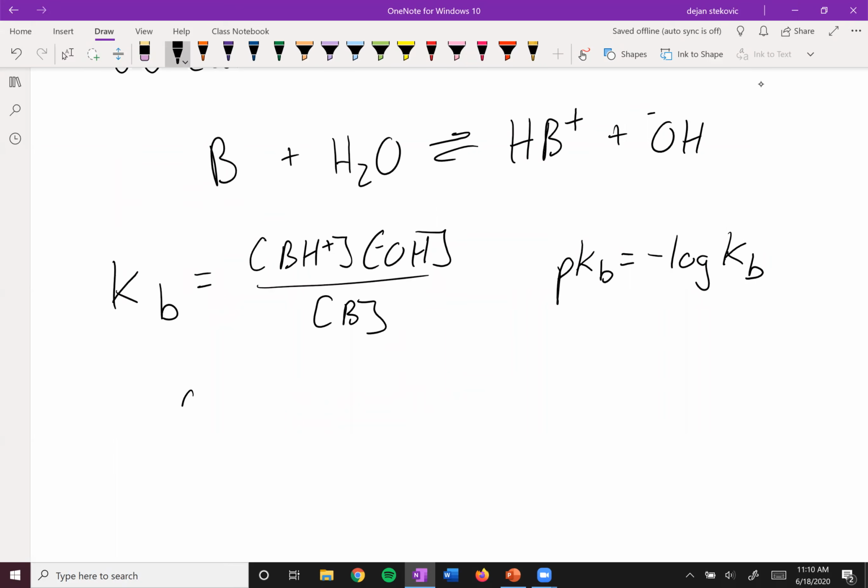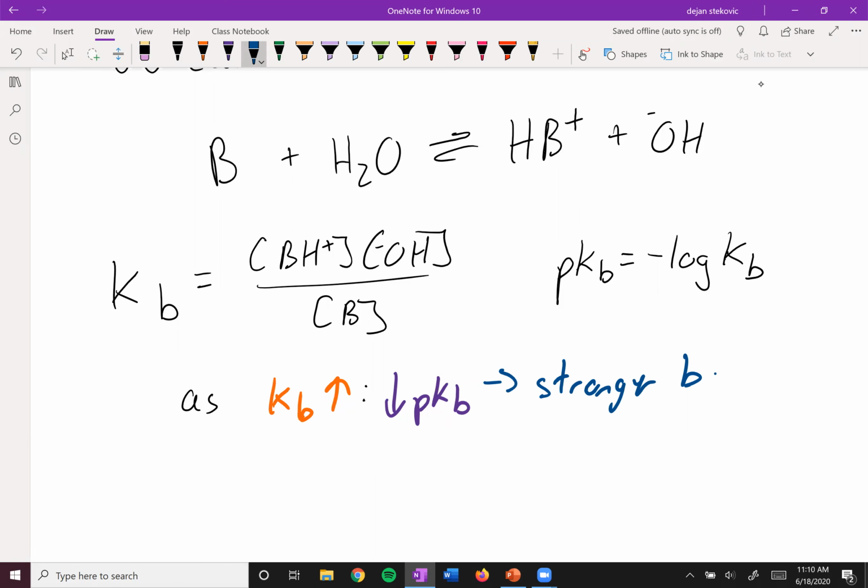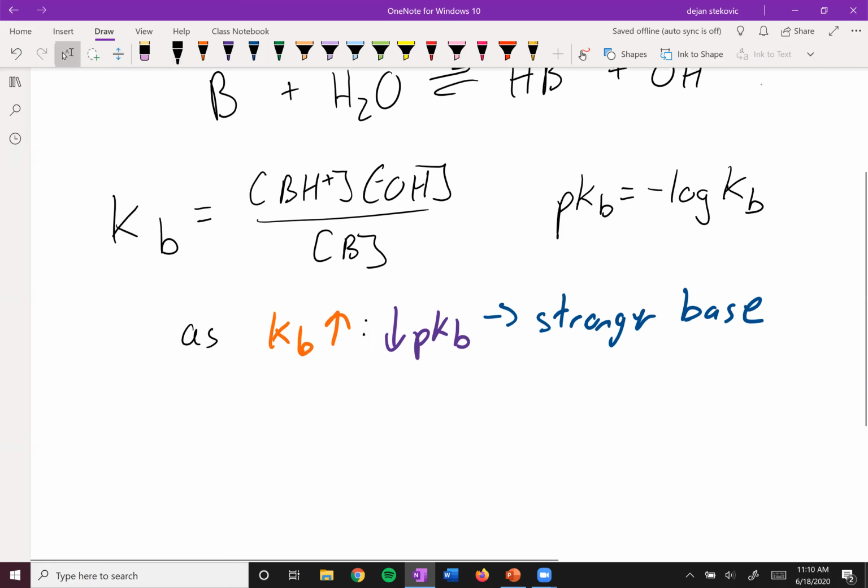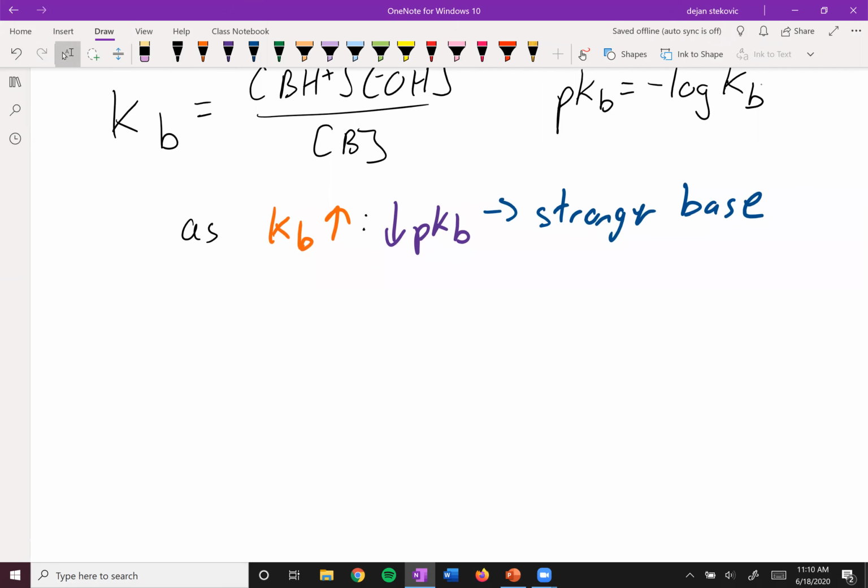So remember, as Kb increases, you get more hydroxides, and pKb will decrease. And both of these things mean a stronger base. So same story as with the acids. Now we're just talking about bases. And so the problems are very similar.